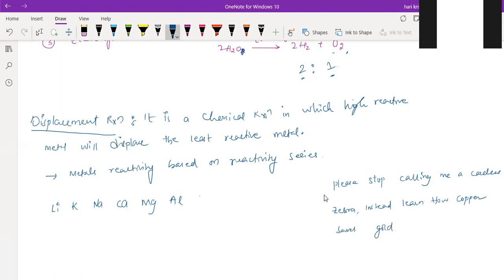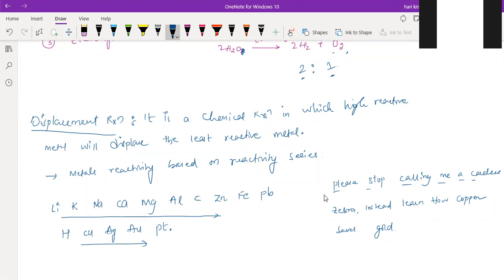So this is the trick for the reactivity series. First potassium came, sodium, calcium, magnesium, aluminum, carbon, zinc, iron. Next lead, hydrogen, copper, silver, gold, and platinum. So this is the complete reactivity series. From left to right, the reactivity will decrease.